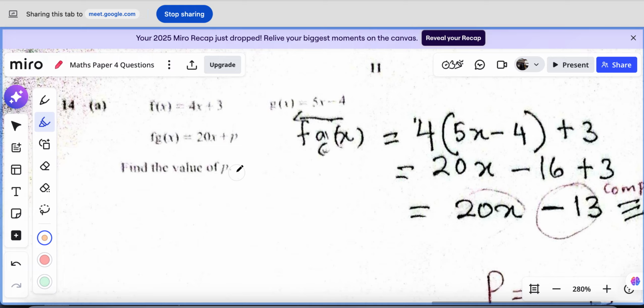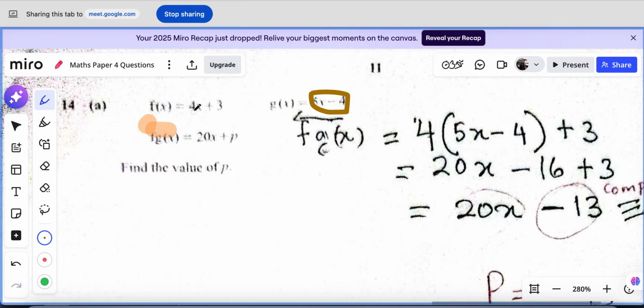Okay, they've given you fg of x. So the first thing to do is to calculate fg of x on our own, then we compare with what they gave us. Now, fg of x means put g of x inside f of x. You're going to substitute 5x minus 4 to replace x.